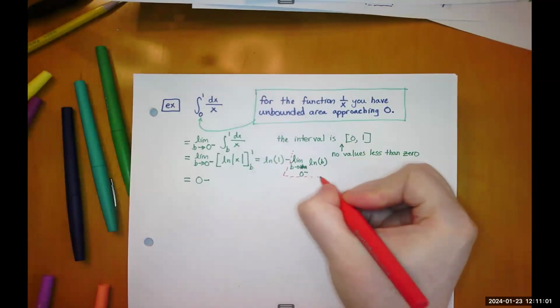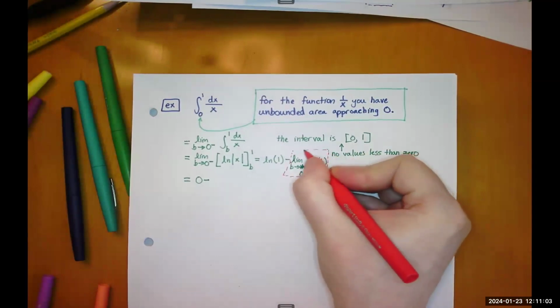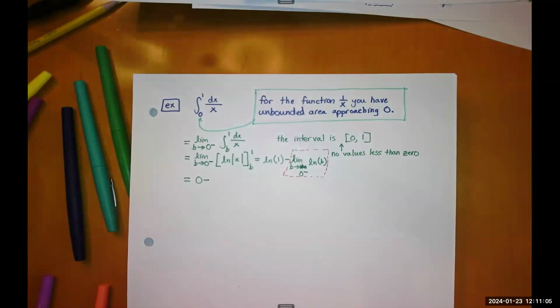This limit. So how are we going to evaluate this limit? Because we can't really say b is 0, because the natural log of 0 does not exist. It's not even not real. It just plain old doesn't exist. It's an impossibility, because there is no power to which you can raise e to equal 0. So how are we going to do this?